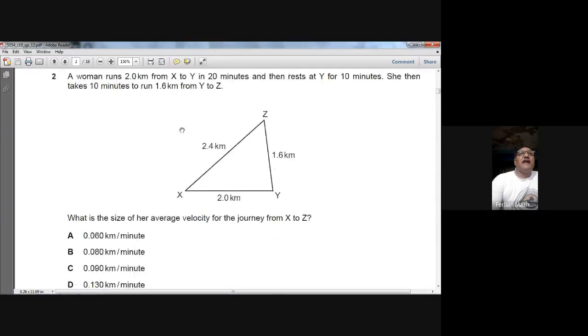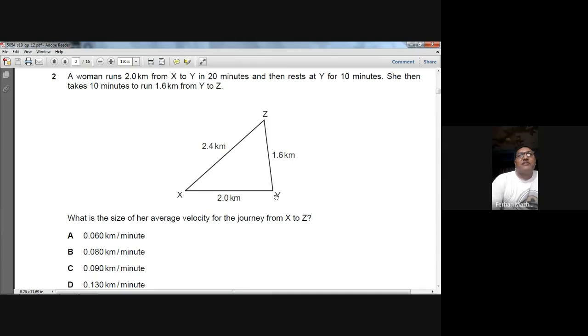On your screen, we have question number 2. A woman runs 2 kilometers from X to Y in 20 minutes. So she takes 20 minutes here. She then rests at Y for 10 minutes. She then takes 10 minutes to run 1.6 kilometer from Y to Z. So 20 minutes here, 10 minutes rest here, and 10 minutes to cover this distance.